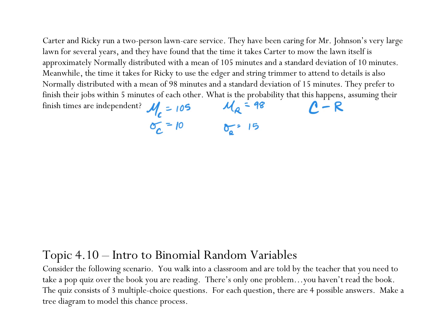Is everybody with me so far? And what would the mean of Carter minus Ricky be? 7. You would do 105 minus 98. A reminder that you would be expected to show that work, okay? All right. What about the standard deviation of Carter minus Ricky? We do the square root of 10 squared plus 15 squared. 18.03.